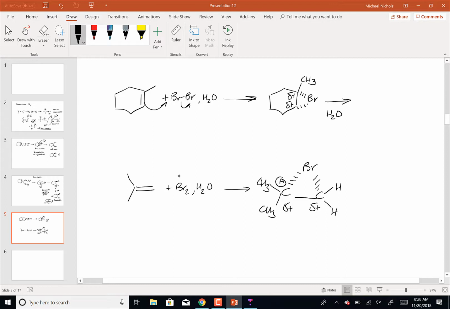We'll call the carbon on the left A, the carbon on the right B, and now you're underneath the molecule and you're going to add. So which carbon are you going to add to? Are you going to add to A, B, or both?